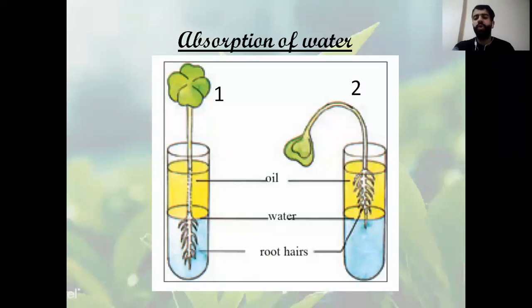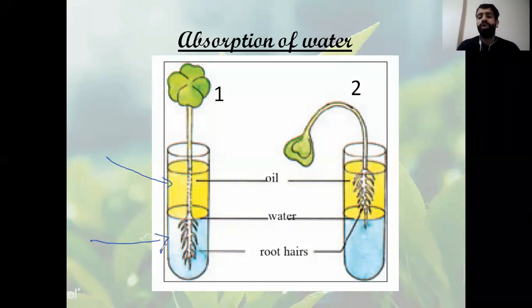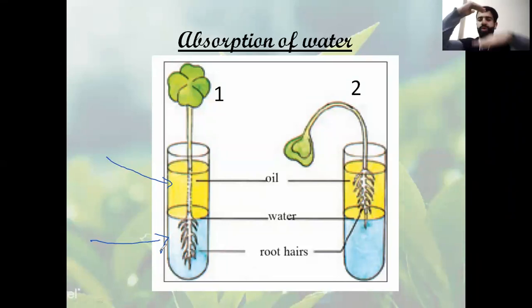In this experiment, we answered this question. So we have two plants, 1 and 2. They are placed in two test tubes, 1 and 2, where both test tubes contain oil and water. And as you know, water and oil are called immiscible liquids. What does this mean? This means that they do not mix, according to their density. One of them is denser than the other. That's why the lighter will go up, which is the oil, and the water will go down. This is in chemistry.